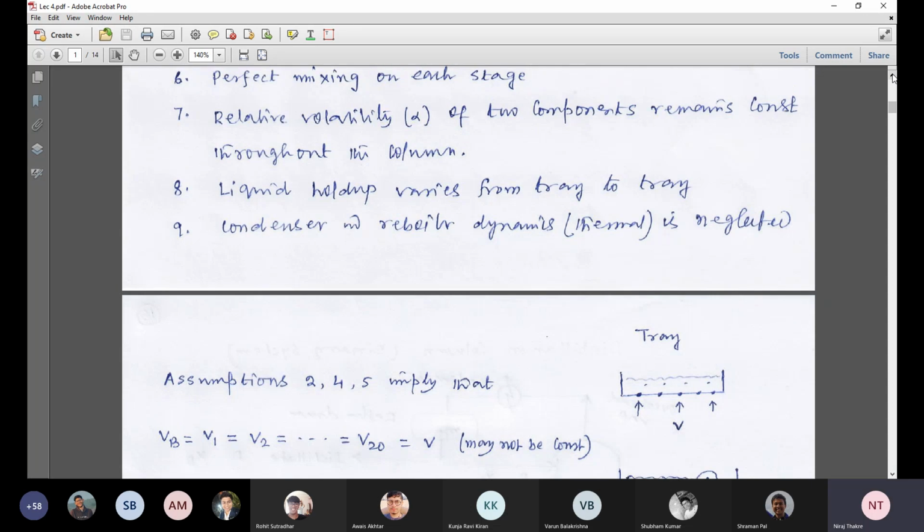You see what I have written at the top. Based on assumptions 2, 4 and 5, we can write all vapor flow rates are identical. Think deeply. Can we write this or not?